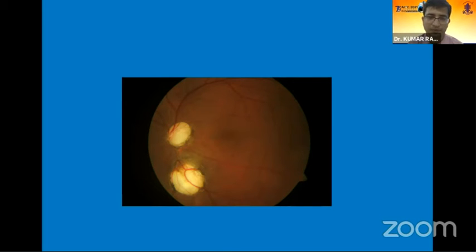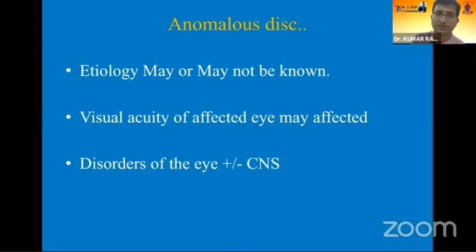Is it a Photoshop or is it actually a disc? Let's see if I can make things a little simple for my audience. So anomalous disc: many times the etiology may not be known, the visual acuity may be affected or may stay unaffected if it's a small anomaly, and there might be disorders of the central nervous system associated.